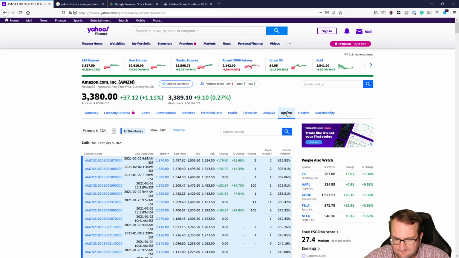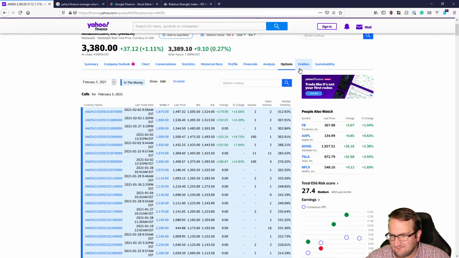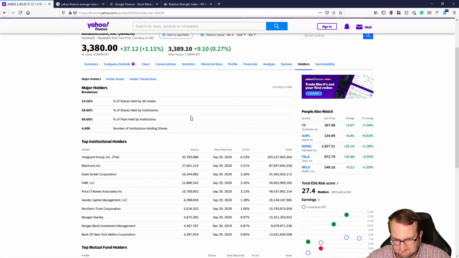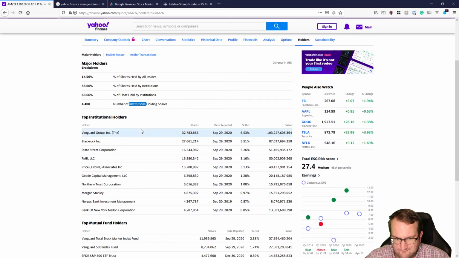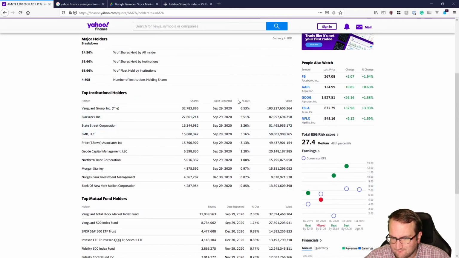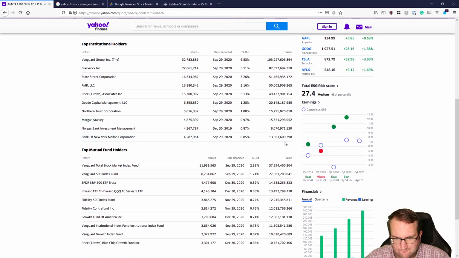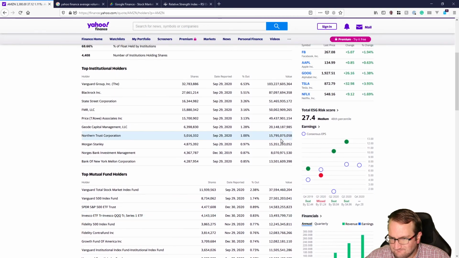I'll tell you some basic analyses. Options, so these are stock options. Holders. So these are the amount of shares that are held by the insiders, the people inside the company. This is the percentage of shares held by institutions, percentage of the float held by the institutions, and the number of institutions holding shares. And you can see here the top institutional holders, number of shares, and their value. Mutual funds are also on here.